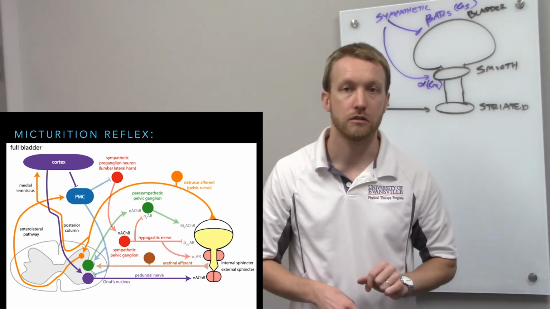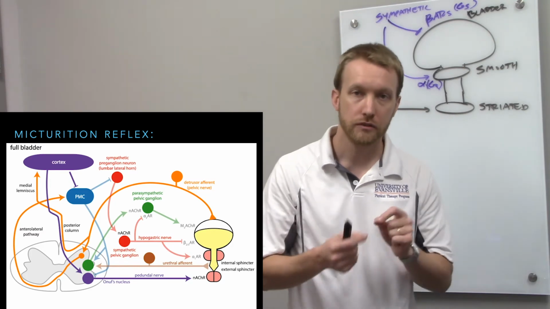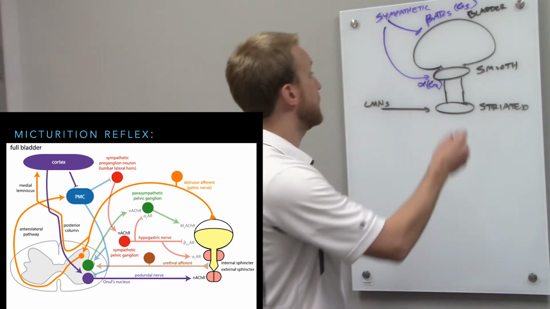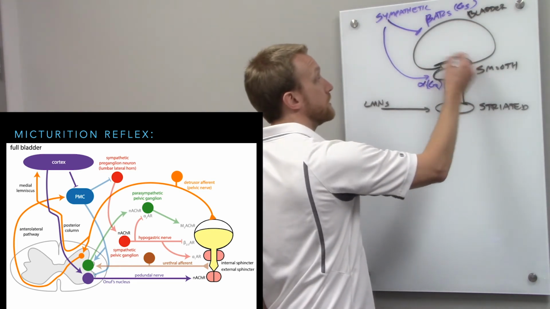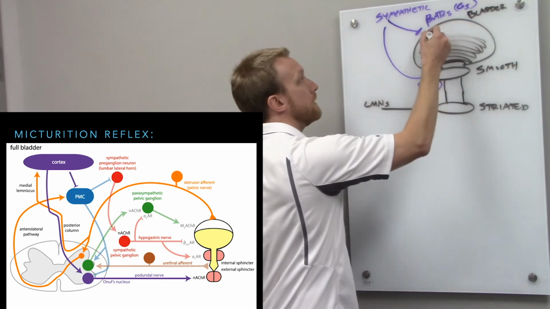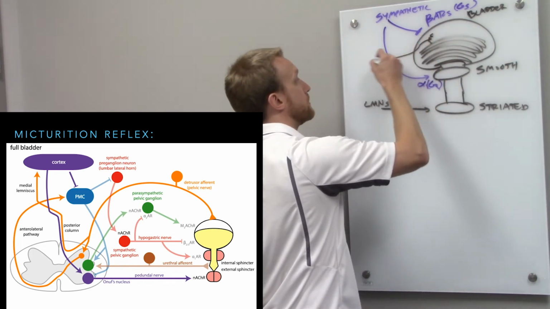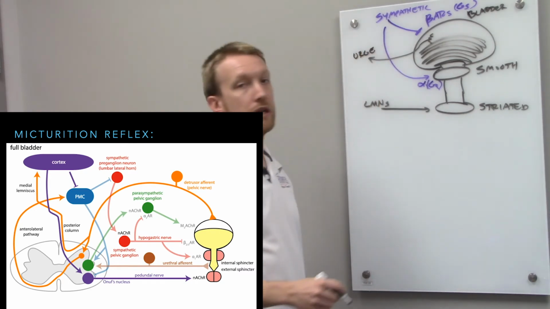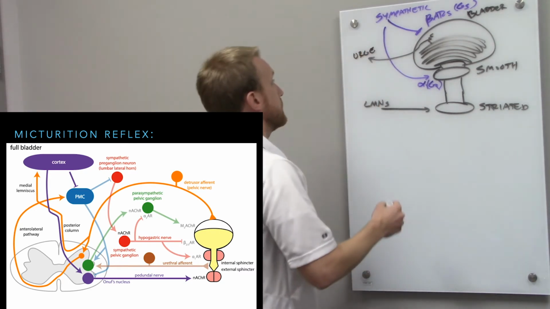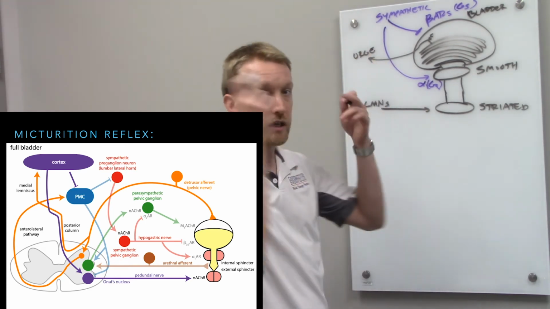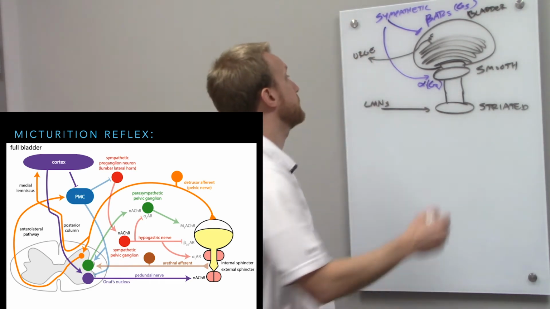Now that little bit of stretch there stimulates afferents, so stretch receptors on the bladder. As this thing fills up, the bladder balloons out, and that stimulates stretch receptors. So we get the urge to urinate. There's a few targets of these fibers. Of course, it makes it to the cortex. We know we need to urinate.